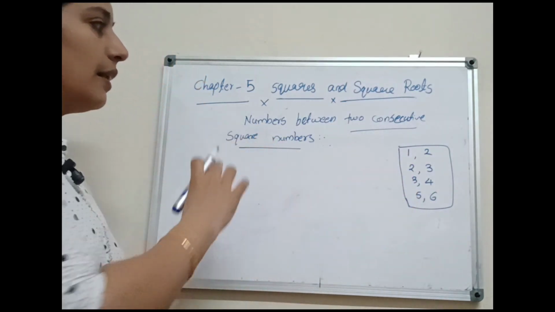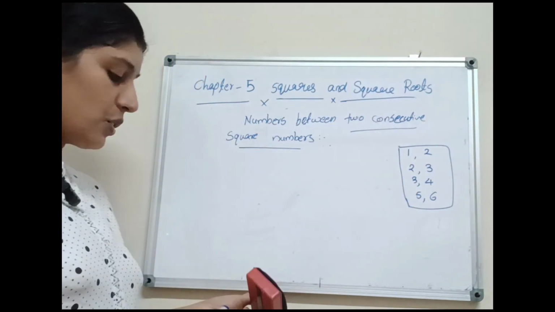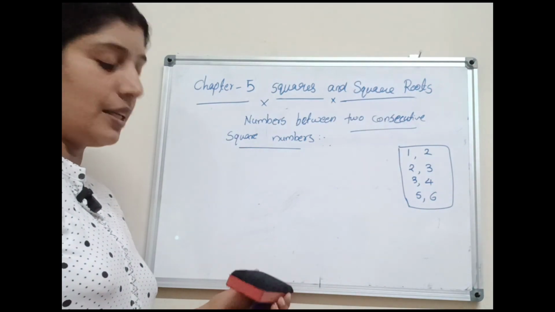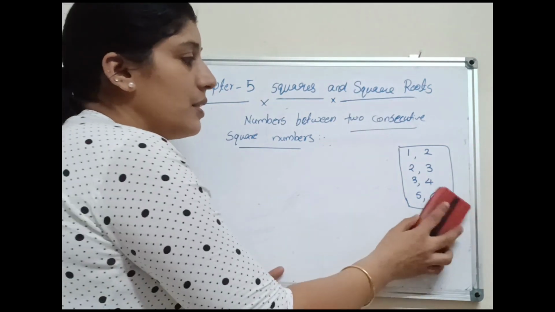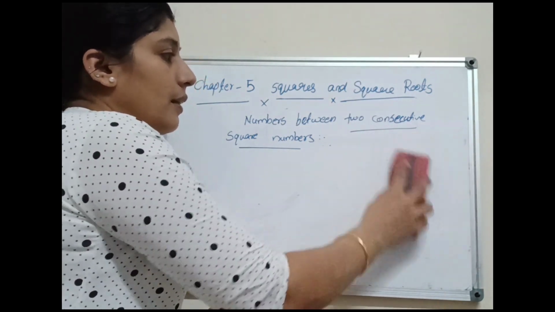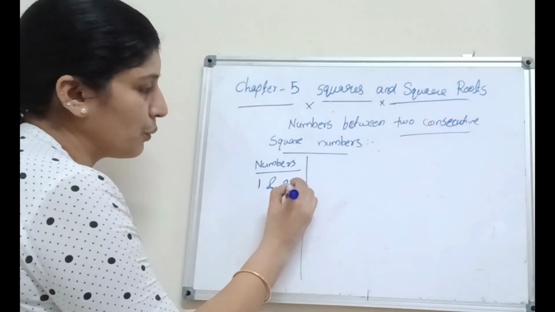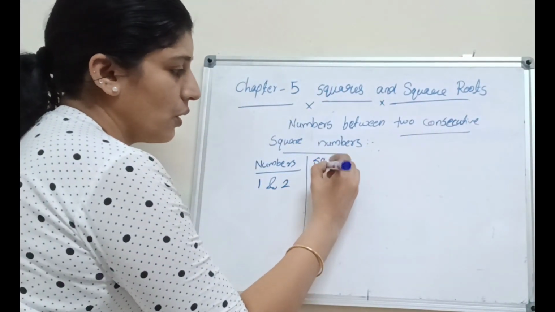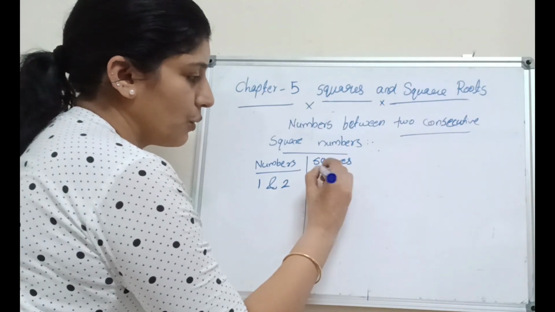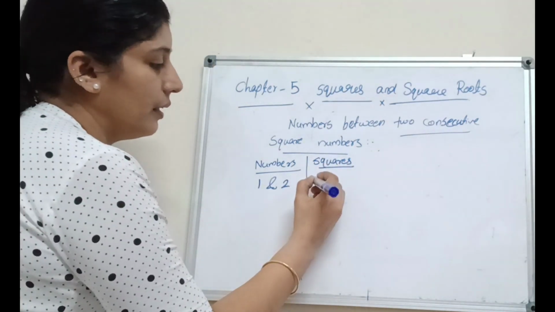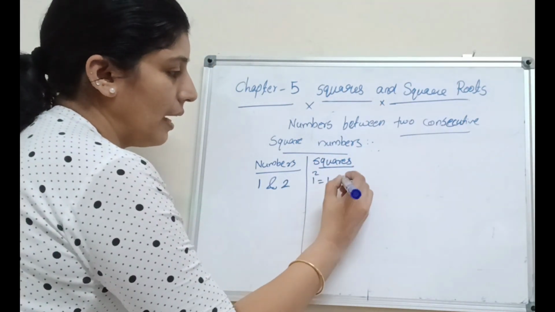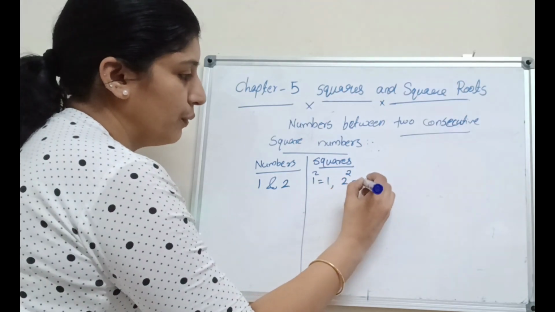Therefore, here the numbers between two consecutive square numbers. First, we can consider the two consecutive numbers and their squares. First, we can take 1 and 2. Next, considering the squares of these two consecutive numbers. That is, 1 square is equal to 1 and 2 square is equal to 4.